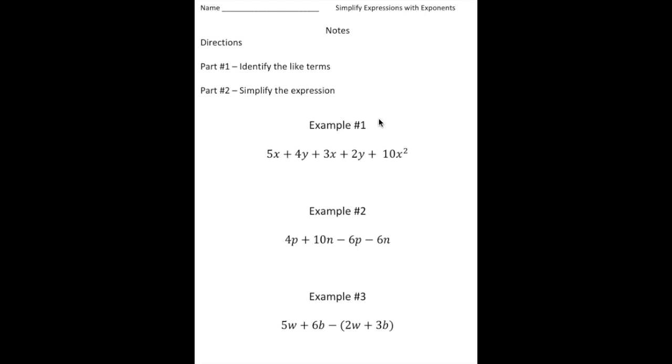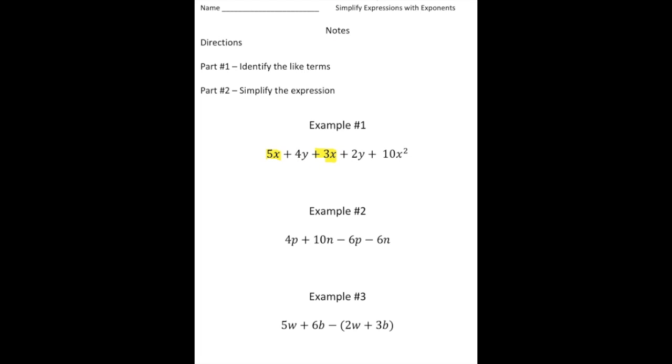Alright, let's take a look at the first expression. We have 5x plus 4y plus 3x plus 2y plus 10x squared. Let's take one of our highlighters and highlight some of the like terms. We have a 5x, so we're looking for a term that has just an x in it. Here we have a plus 3x. We have a y, and here's an x squared, which is not the same as an x. So 5x and 3x are like terms.